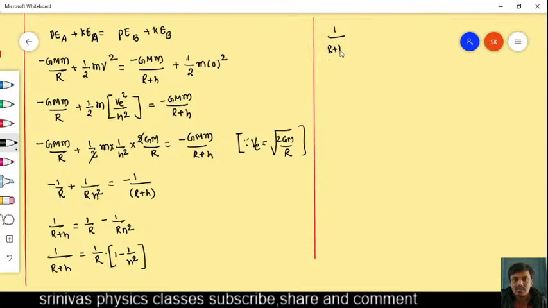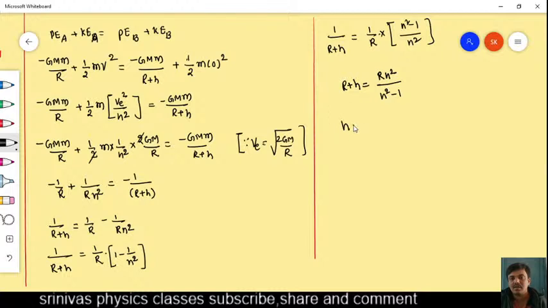1 by (r plus h) is equal to 1 by r into (n square minus 1) by n square, and we have to simplify it. How to simplify? We have to find out h from this equation. In any way you can find h. I want to write the reciprocal equation. r plus h is equal to r n square by (n square minus 1) you will get.